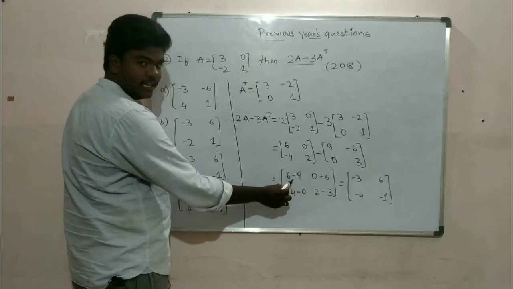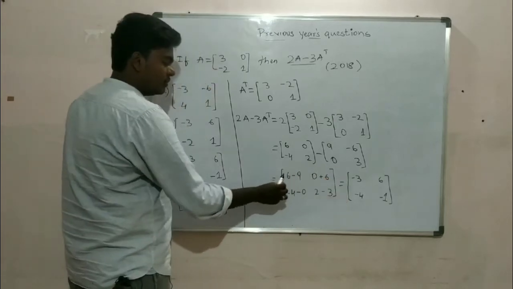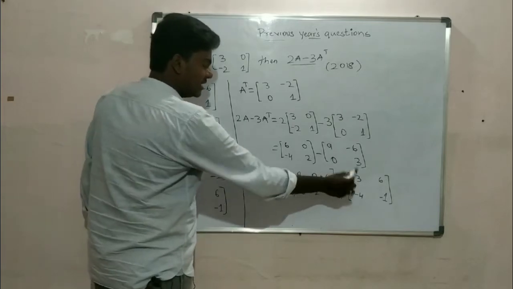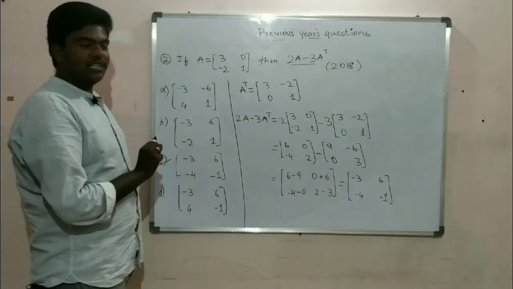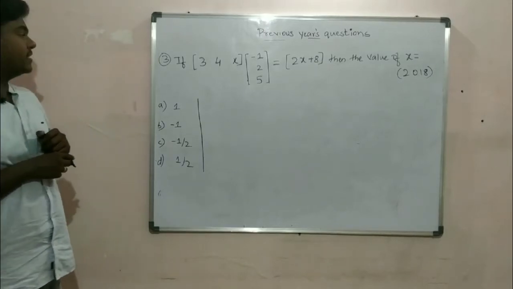Take the greater sign, that is 9 is a greater number here, take minus here, plus into minus is minus, 9 minus 6 is 3. You have to do it like this. So this is the second problem. Third problem now.